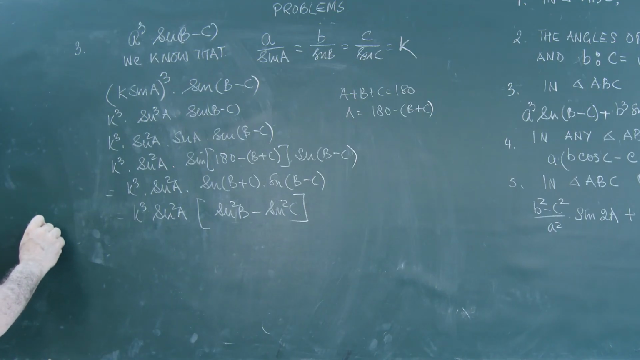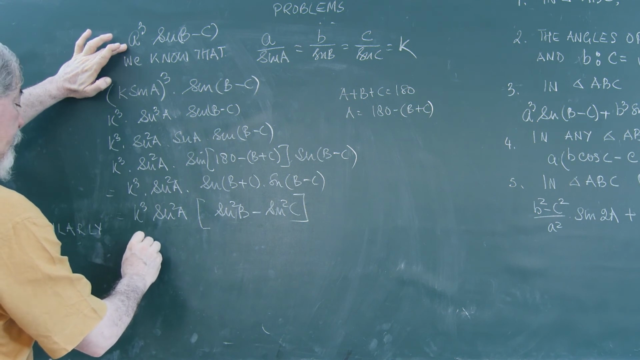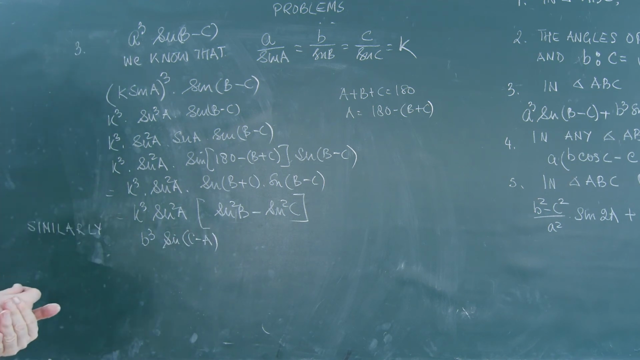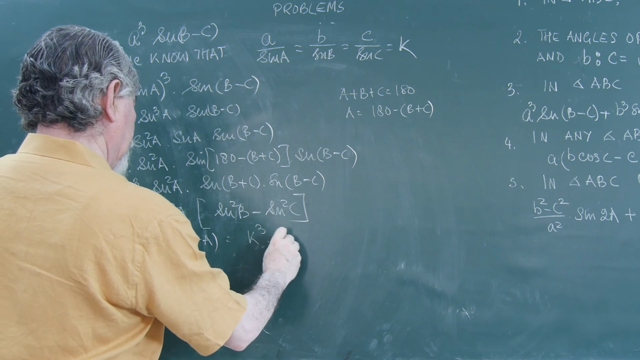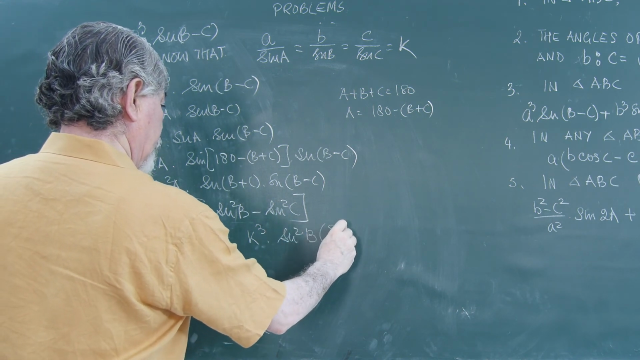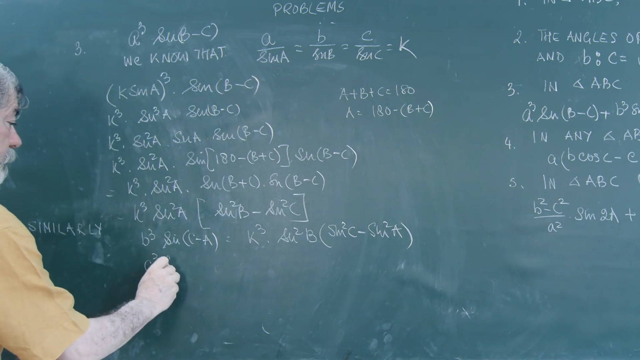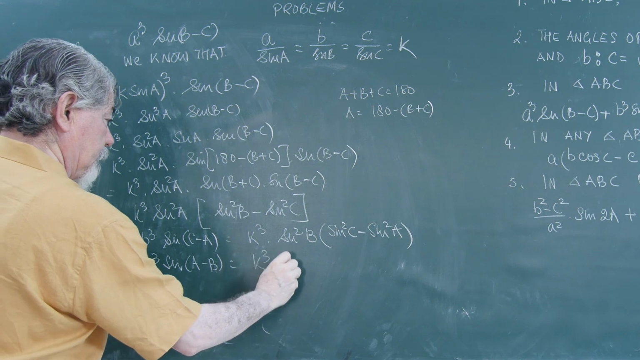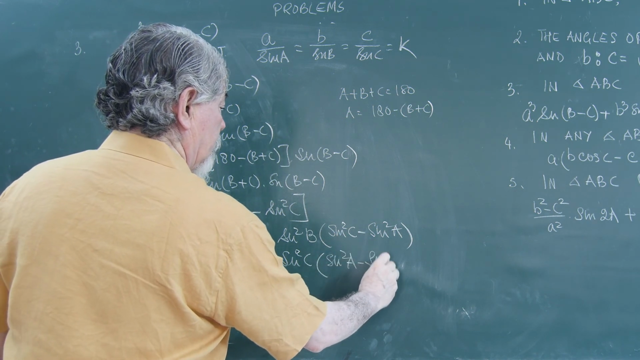Similarly, I can say that the second one is B cube sine C minus A. So obviously if it is B cube, I'll write it in terms of sine B, and sine B will be written as A plus C. So it will become K cube sine square B, and sine square C minus sine square A. And C cube sine A minus B will become K cube sine square C, and it will become what? Sine square A minus sine square B.